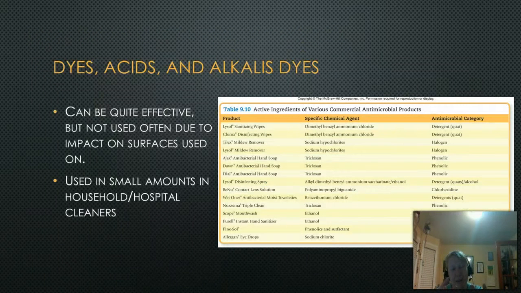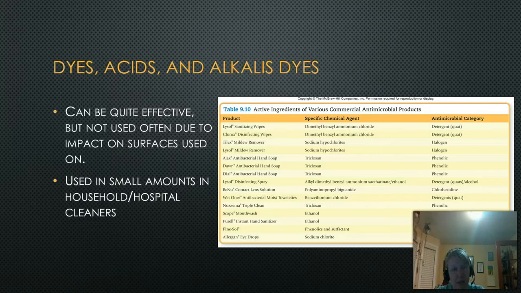One other thing we have, and these can be effective, but the problem with them is that they can ruin the surfaces of whatever you're working with. These are dyes, acids, and alkalis. Obviously, dyes are going to leave some kind of colored residue on the surface. An example of this is some of the dyes that we use in lab.